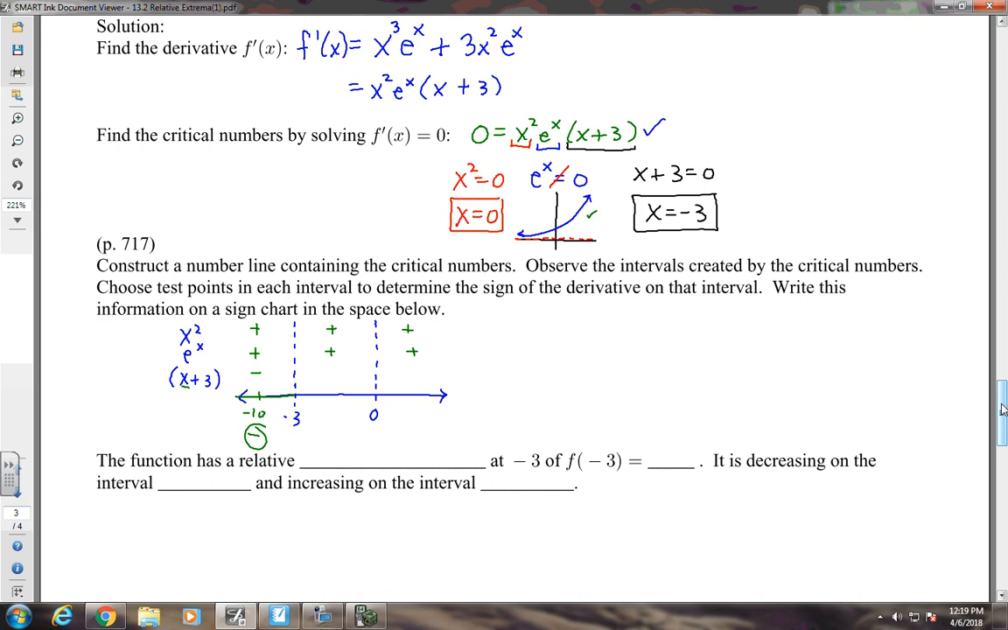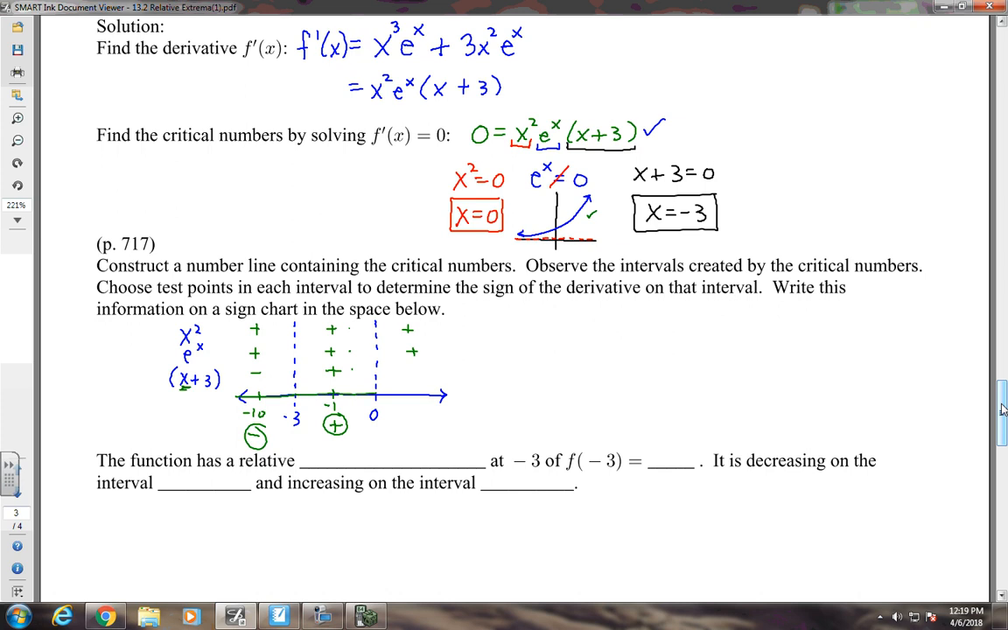Let's pick a test point between -3 and 0. I'm guessing your favorite test point is -1. Am I right? -1 plugged into our factor, -1 plus 3 gives me a positive number, and a positive times a positive times a positive is positive. So our derivative is positive on that middle interval.